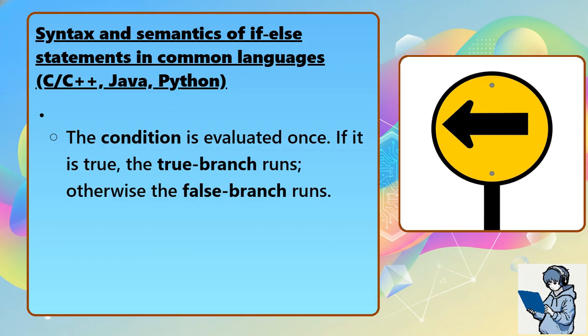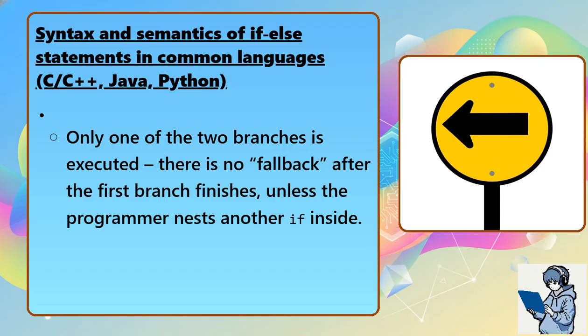The condition is evaluated once. If it is true, the true branch runs, otherwise the false branch runs. Only one of the two branches is executed. There is no fallback after the first branch finishes unless the programmer nests another if inside.